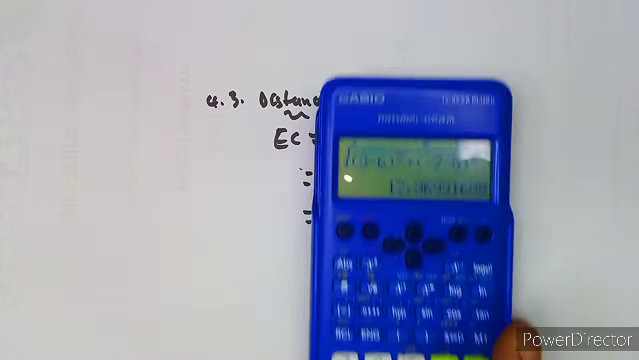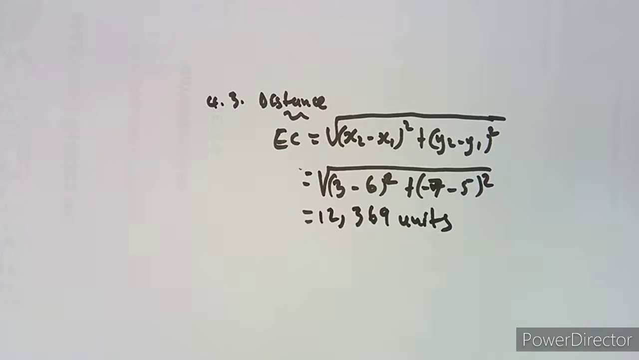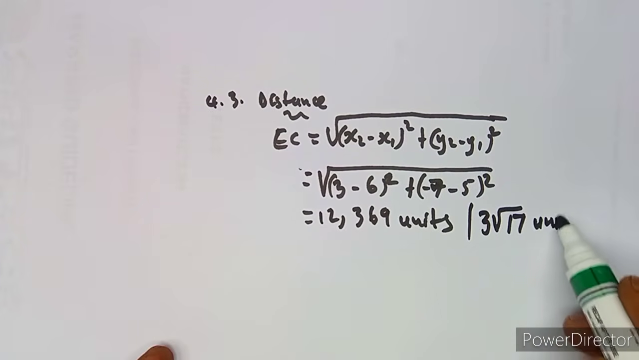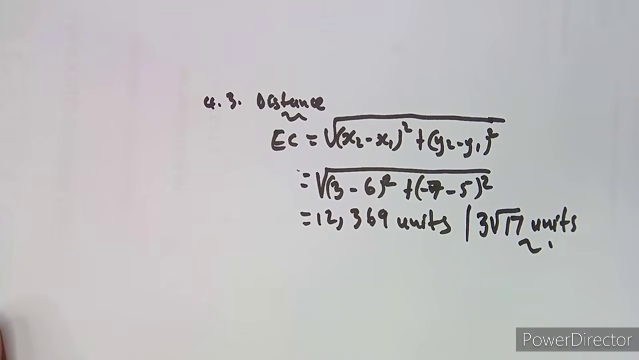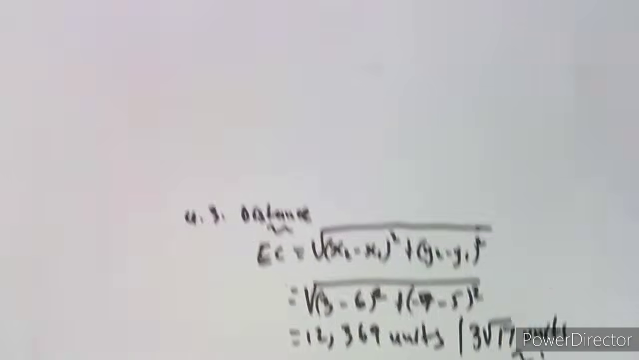So this is the length. You can have it like this, or you can just have it as 3 root 17. So it can be written as 3 square root of 17 units. Distance is measured in units. We do not know these units. Are they meters? Are they centimeters? That's why we just write them as units. 3 square root of 17 is 12,369 if you round off to 3 decimal places. So that's what we had.